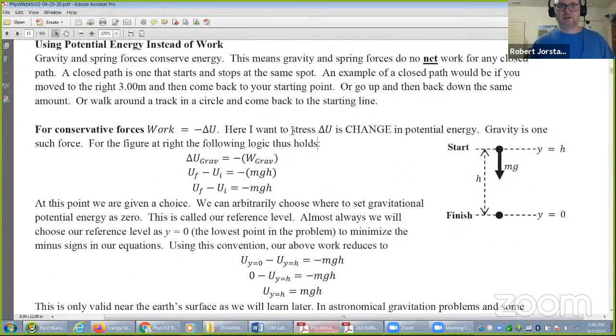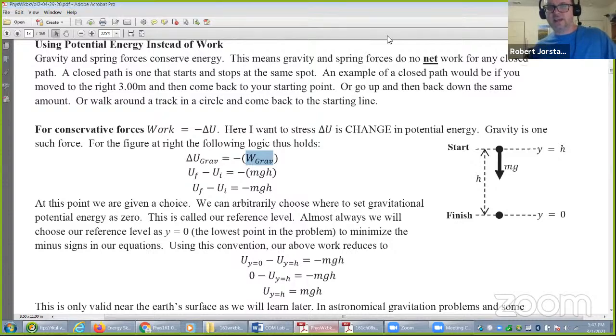All right. So just a quick reminder. We're going to talk about conservative forces, gravitational and spring forces. They do no net work on any closed path. A closed path is one that starts and stops at the same point. Now, the definition here, we're going to define change in potential energy as negative work. So again, the change in gravitational potential energy is opposite the work done.